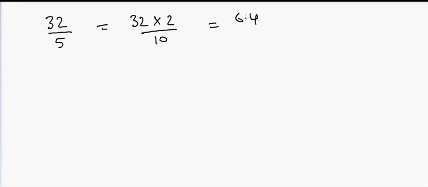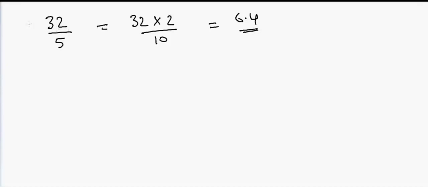Hi everyone, in this video we'll talk about another metric which can be used for faster calculation. Here we are dividing a number by 5. So suppose if I have 32 and I want to divide it by 5. So if you look at it, it looks a little complicated, but an easy way to do this is doing this: 32 into 2 divided by 10. So that will be equal to 64 and then a decimal, so it's 6.4.